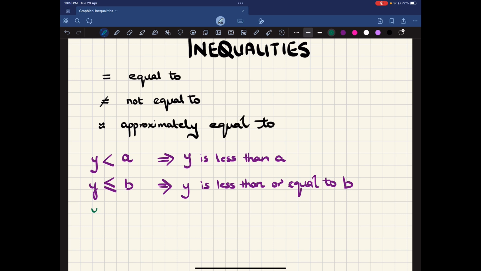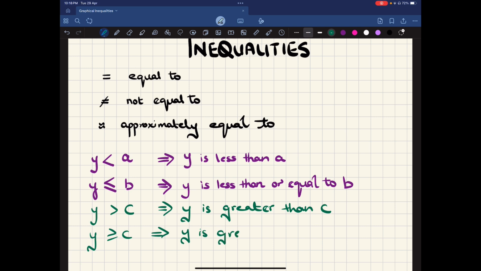The third one is y is greater than c. And then the last one, y is greater than or equal to d. So these are the four inequality signs that you need to be aware of.